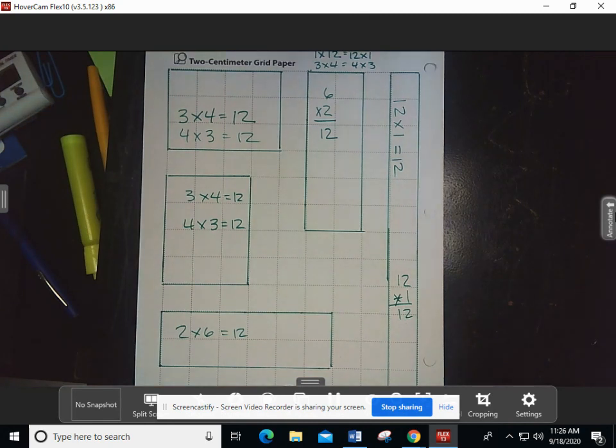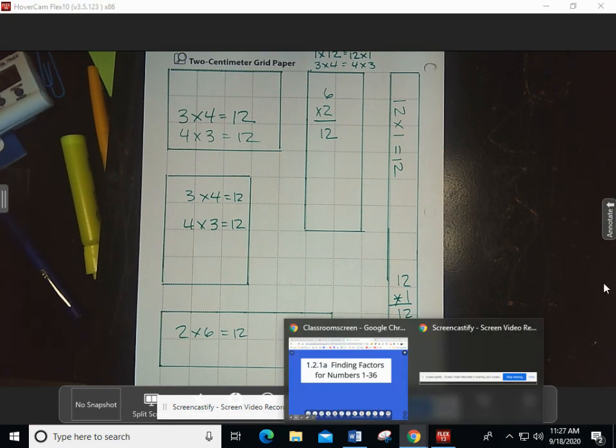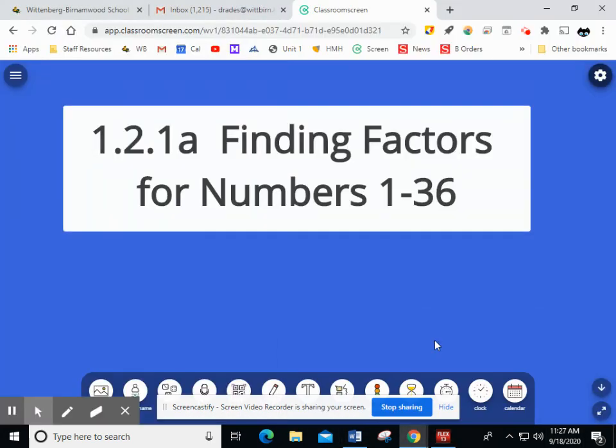Does anybody remember the numbers we're going to find the factors for? Oh my goodness, they can't remember. I guess I have to put the other thing up. What factors are we finding? 1 through 36. Next week will be a long lesson when we go through making these things.